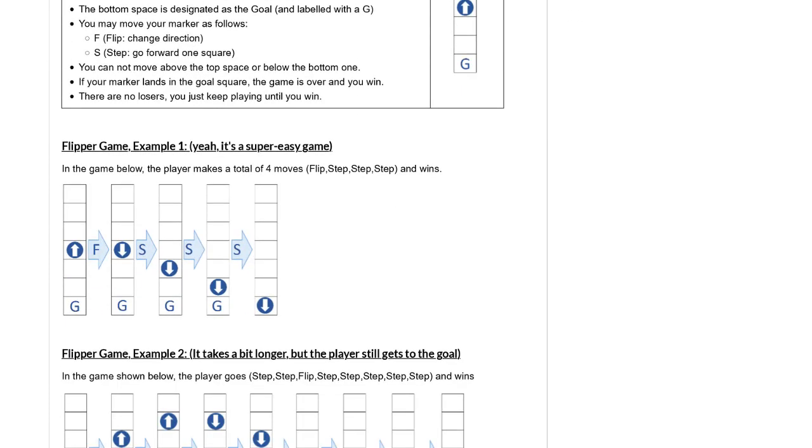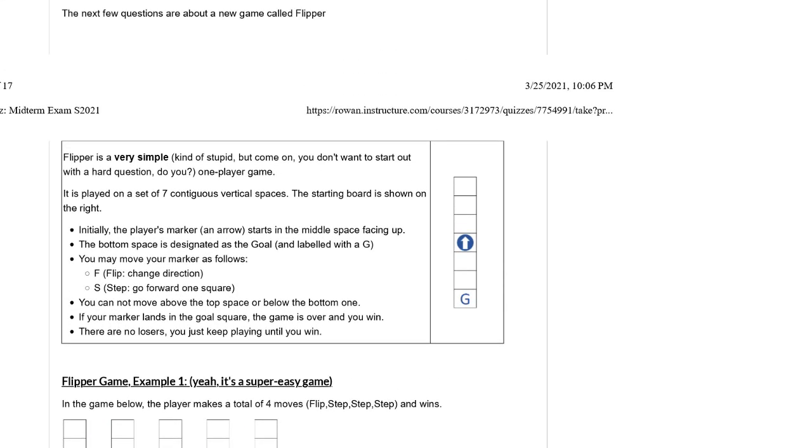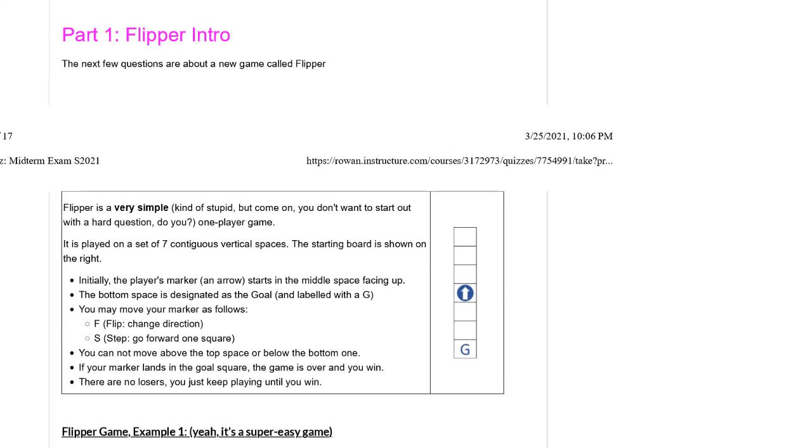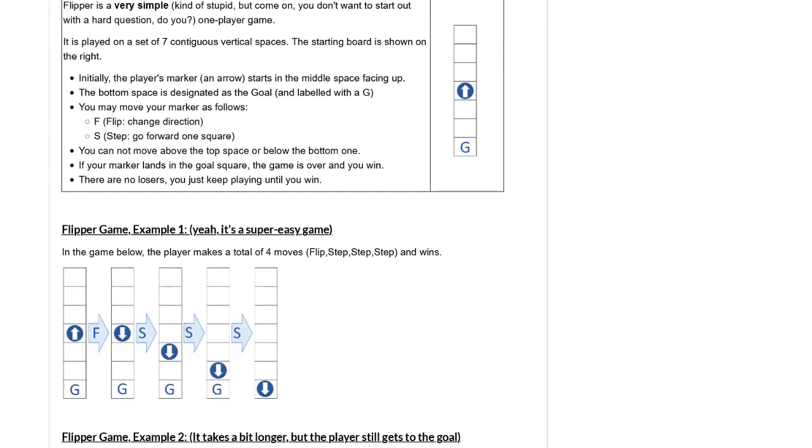So here we have the start of the exam. We have a question called Flipper, or a game called Flipper. Flipper is a simple game. We've got the 7 contiguous spaces, and this is how the board starts. We have a G for the goal at the bottom, and you have 2 moves for your piece. You can flip your piece to change direction, and you can take a step to go forward 1 square.